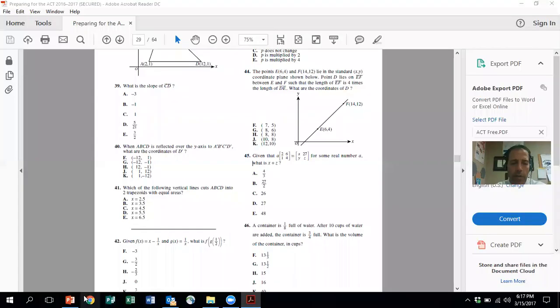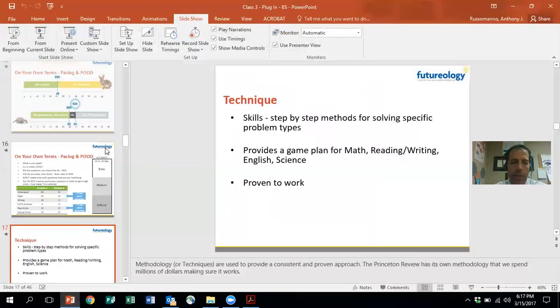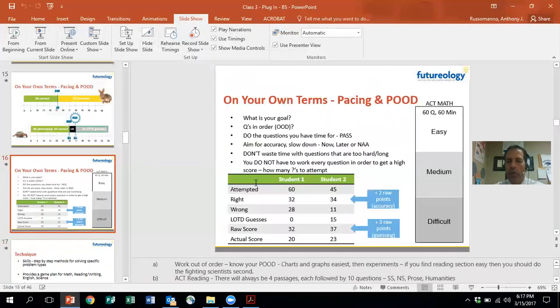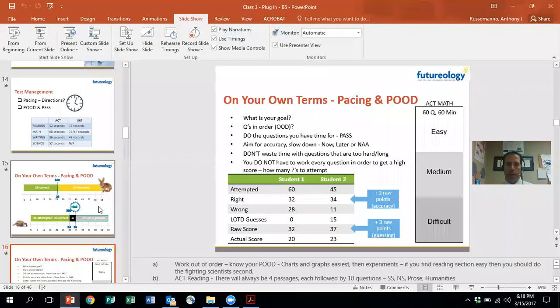Okay, so again, I'm going to go back to my PowerPoint here. Any questions on pacing or personal order of difficulty? Really, you don't want to spend time on these long word problems, especially if you don't do well on hard questions. Skip over questions you don't really get. Focus on the ones you got and aim for accuracy. That's really a key.